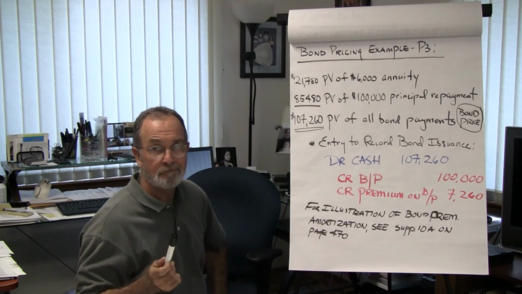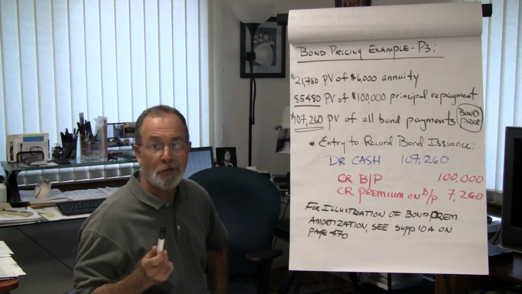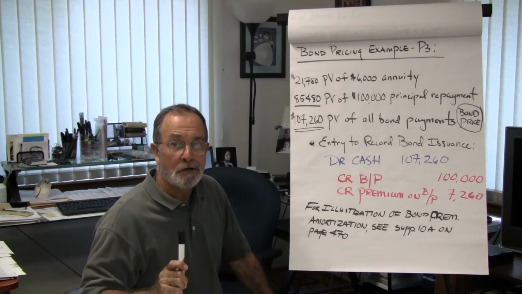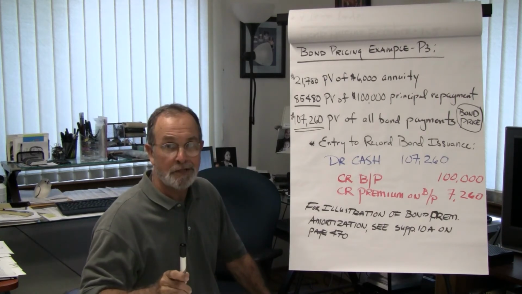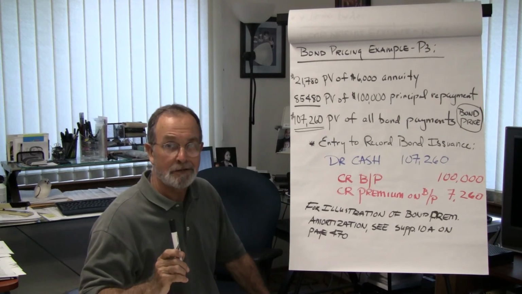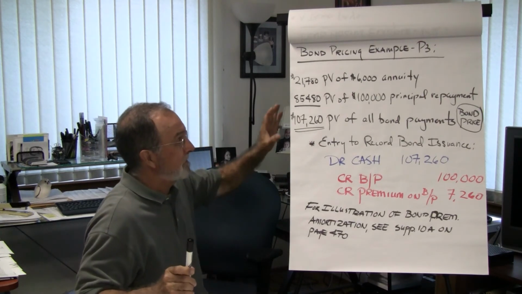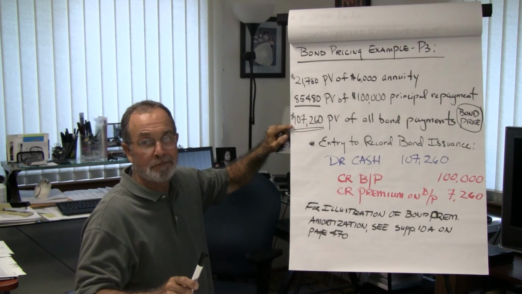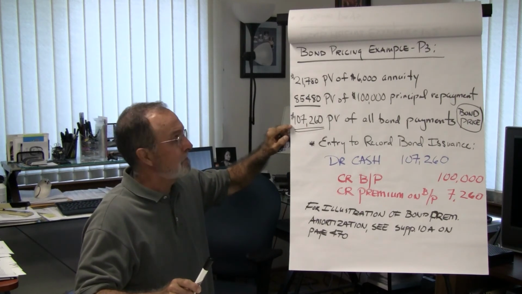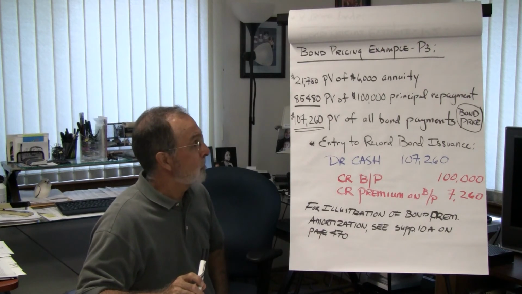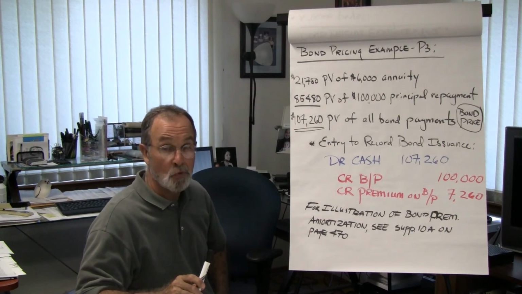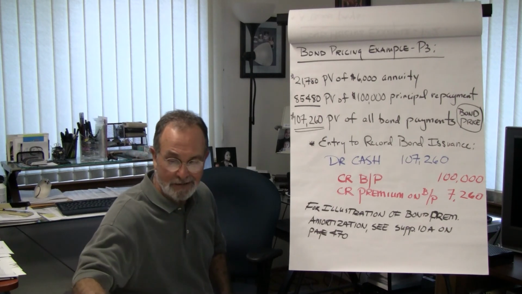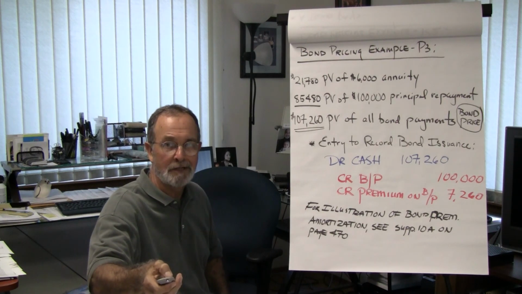Now keep in mind, our bond issue has a par value of $100,000. So we are, in essence, borrowing $100,000. But when we sell this bond issue, we will actually receive $107,260, or $7,260 more than we have to repay. And before we talk about that, I'm going to end this lesson and come back to a third lesson.